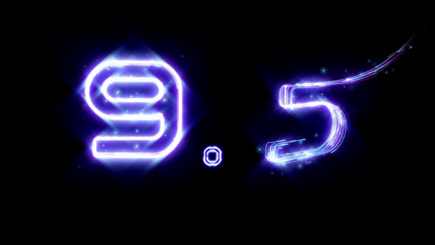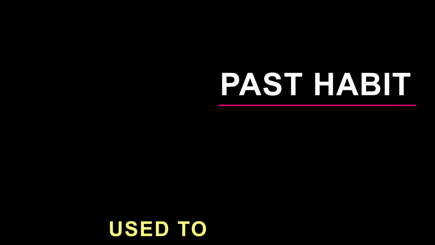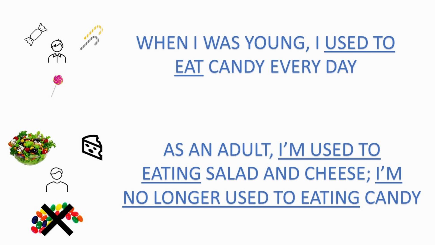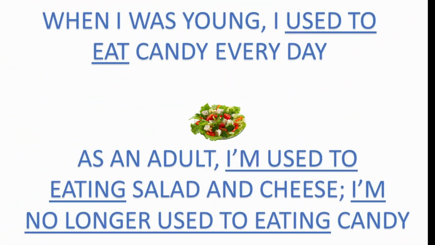Number 9. "Used to do" something is a past habit. "To be used to doing" something is a current or present habit. When I was young, I used to eat candy every day. That means when I was a child, I had the habit of regularly eating candy. However, I do not have that habit anymore. As an adult, I'm used to eating salad and cheese. I'm no longer used to eating candy. So instead of eating the candy, I nowadays have the habit or custom of regularly eating salad and cheese.